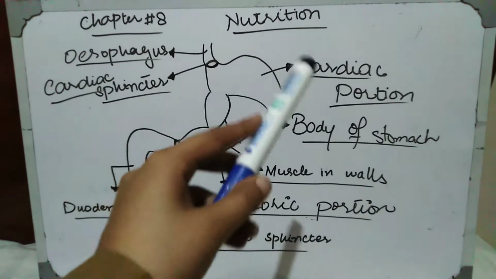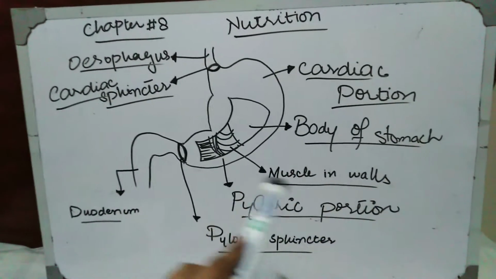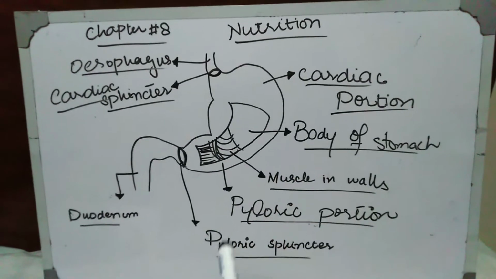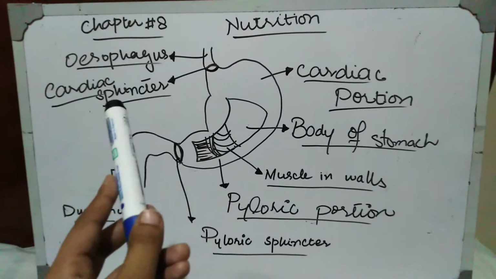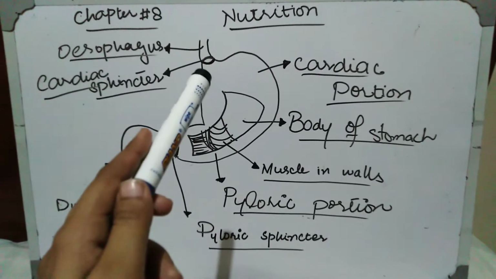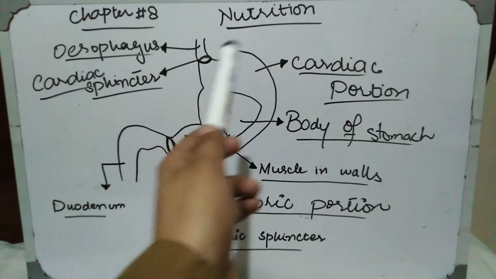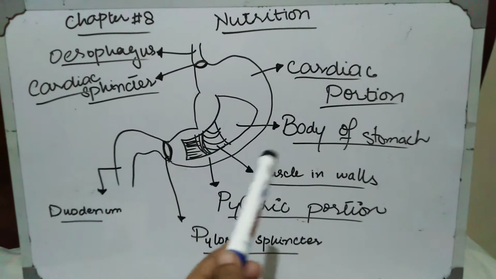It means the upper part of the stomach is the cardiac portion and the lower portion is known as the pyloric portion. Upper one is cardiac, lower one is pyloric. There is a small sphincter which is known as cardiac sphincter. What is the function of cardiac sphincter? Actually, it works as a valve. It prevents the backflow of the food. Okay, then it is known as cardiac portion. Cardiac portion, then this is the body of stomach.